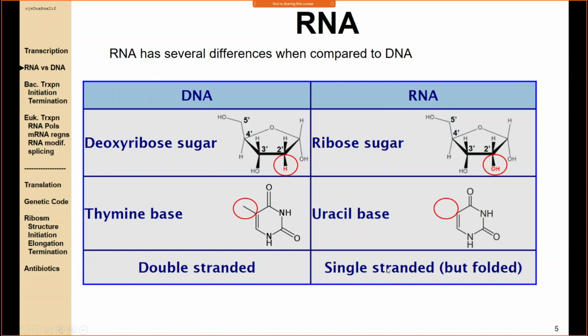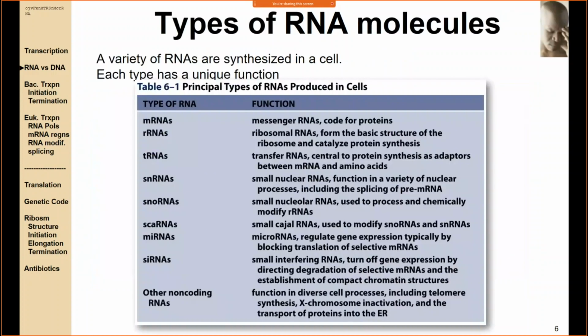But since RNA is a single-stranded molecule, it can bend back and hydrogen bond with itself, and it does that. That structure has a lot of ramifications, which we'll talk about. Sometimes it's enzymatic activity. Sometimes it's stability that causes transcription changes, translation changes. Okay, so here's a table of the types of RNAs.